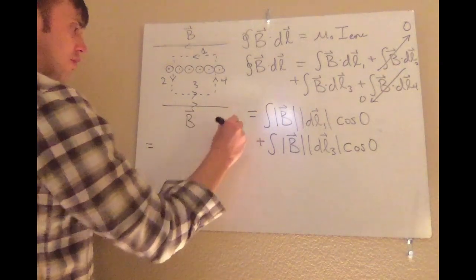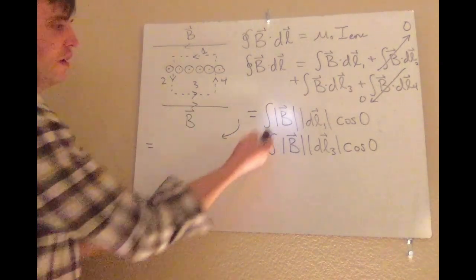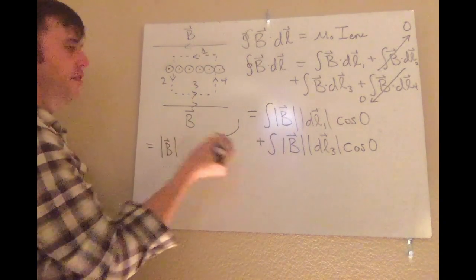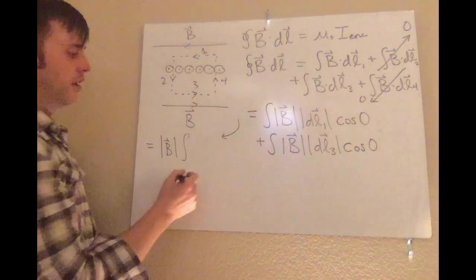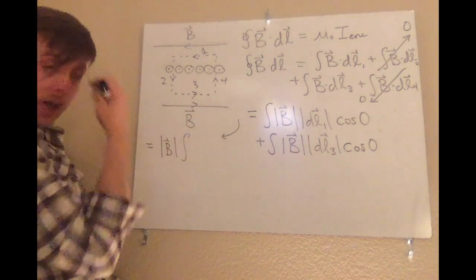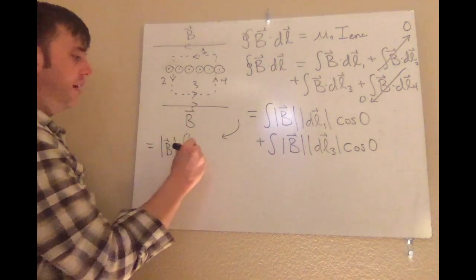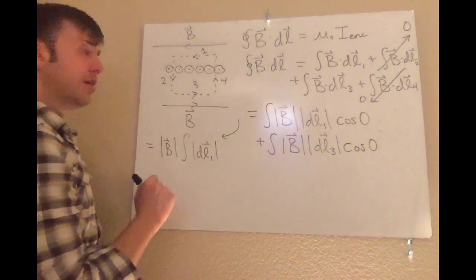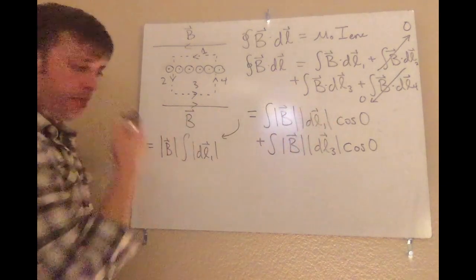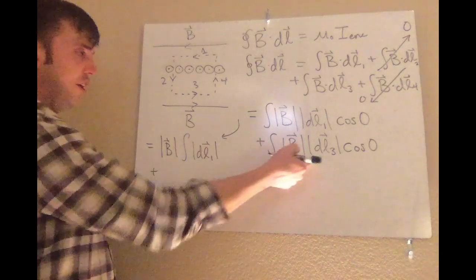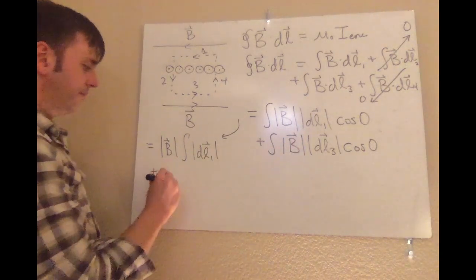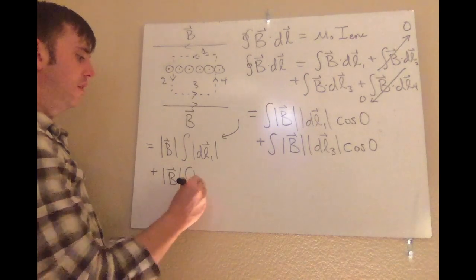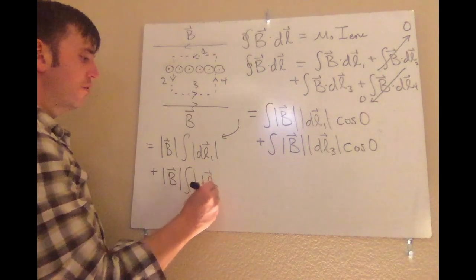To continue on this work over here, first we can pull out the B field strength from this integral because it's going to be uniform all over the path. And then we can take the integral of dl1 is what we're left with inside, because cosine of 0 goes to 1. Over here, pull out the B, and then we have the integral of dl3.